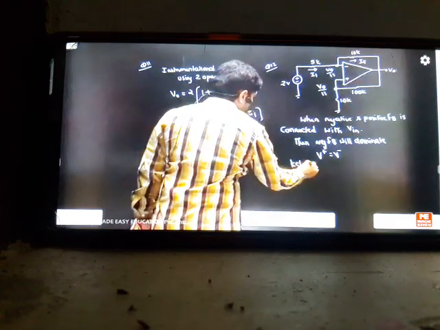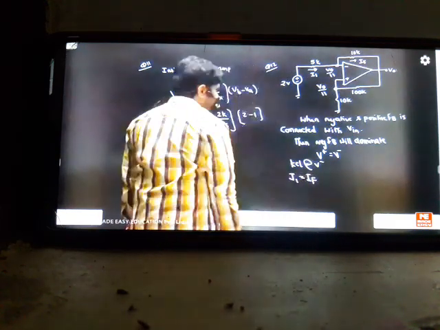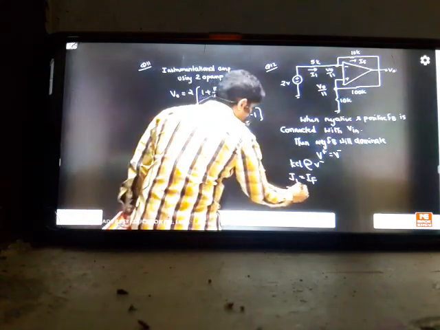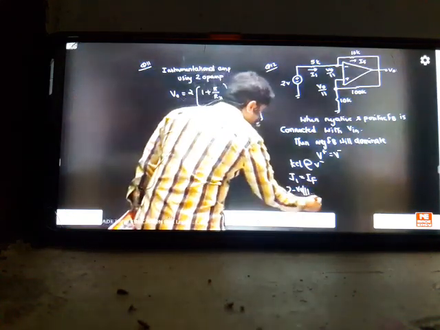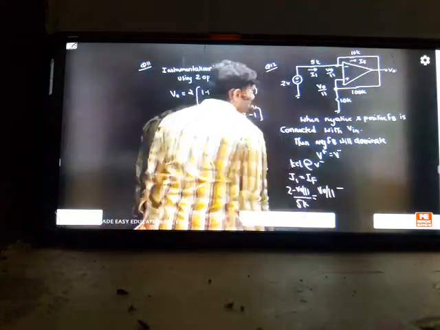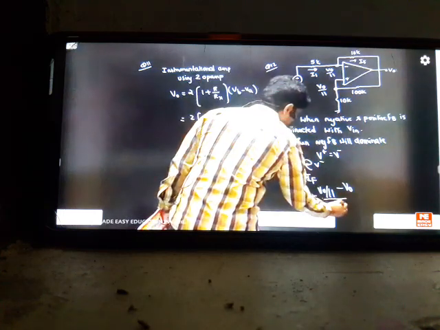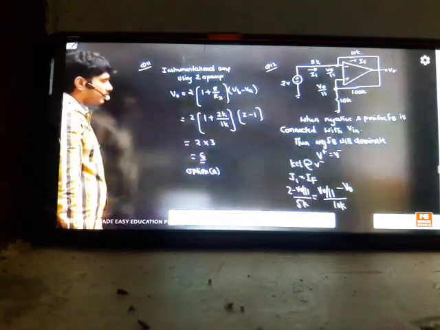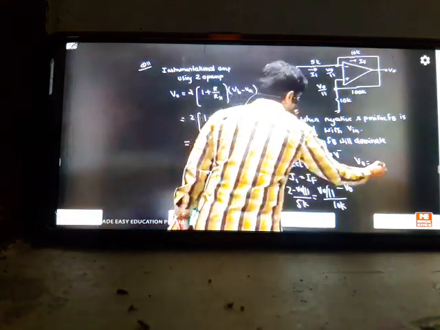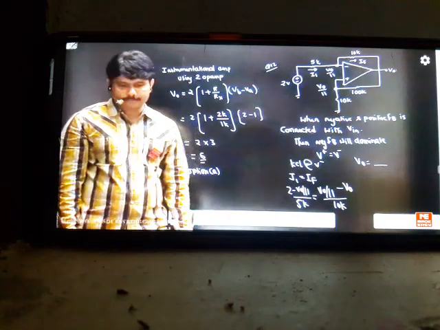For KCL, if you apply at V minus, I1 is equal to IF. You solve this problem. It is (2 minus V0 by 11) divided by 5k, which should be equal to (V0 by 11 minus V0) divided by 10k. So with this, V0 is the only unknown. Just one KCL, you find out the V0 answer. Just apply virtual ground.